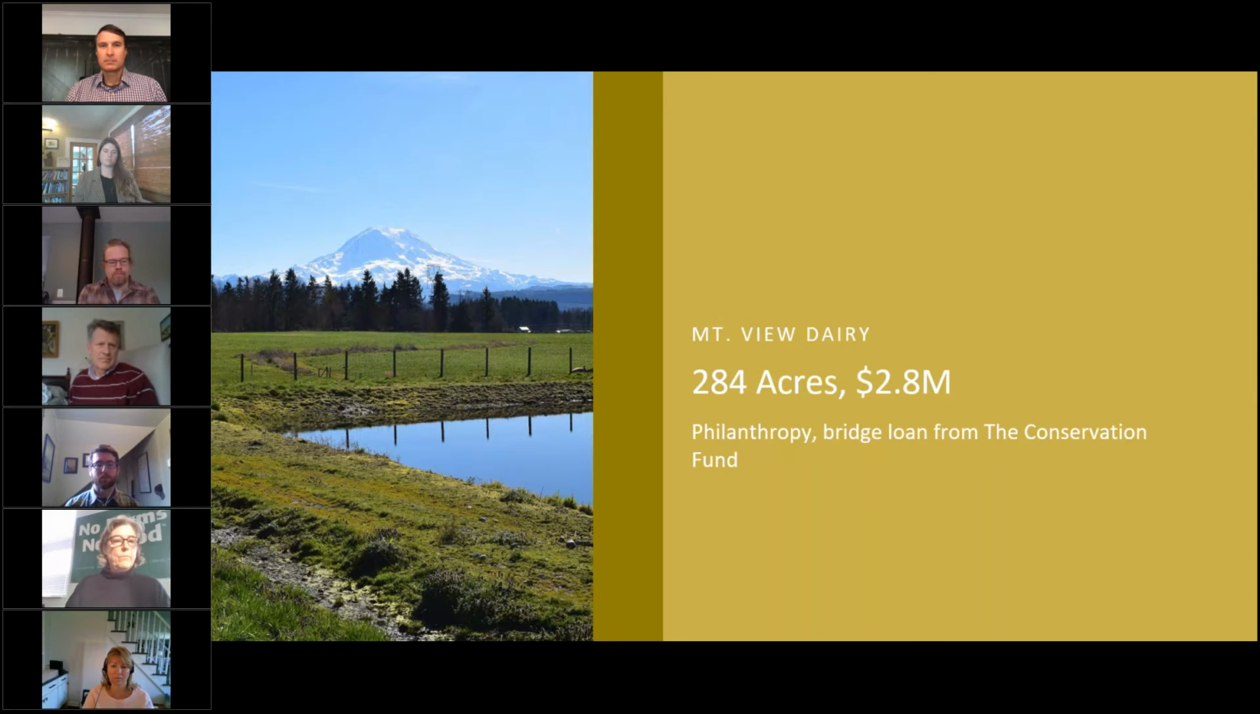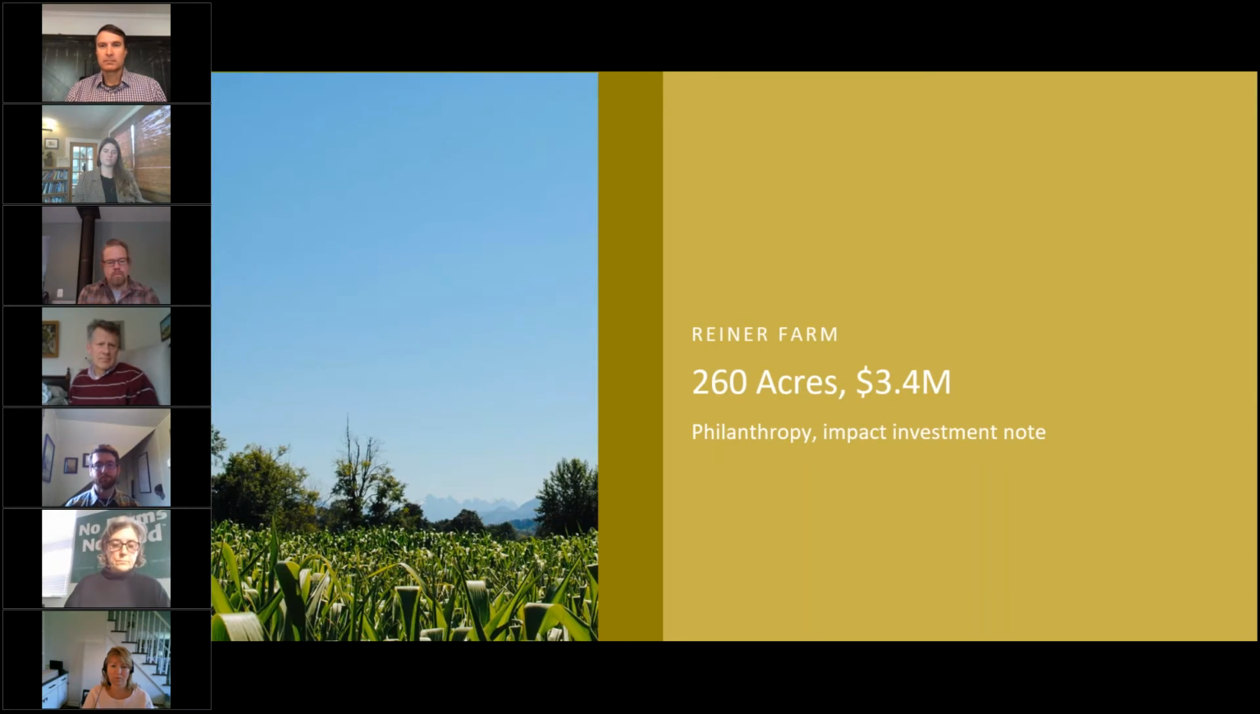And then if you want to go to the next slide, this was our second project using this model. This used, again, some of our own capital and then also an impact investment note, which hopefully we'll get a chance to talk a little bit more about later. We've had some really interesting experience using these more creative financing vehicles. So I'll be happy to dive into that as we get into the question and answer section. I'll leave it at that for now.